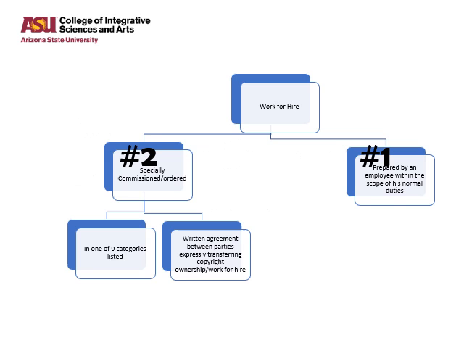So let's go back and review. There are 2 ways something can be considered work for hire, either number 1 or number 2. For number 1, the work has to be prepared by an employee in the normal scope of his duties. That's all that has to be happening for that case to be work for hire. Okay. Number 2, several things have to happen. It needs to be specially commissioned, be in one of those 9 categories, and there must be a written agreement between the parties transferring ownership.